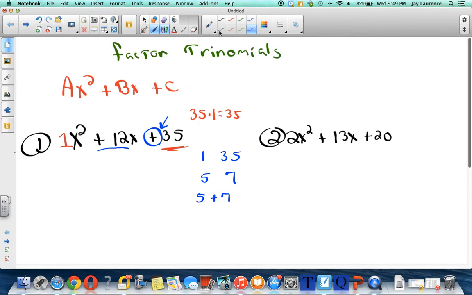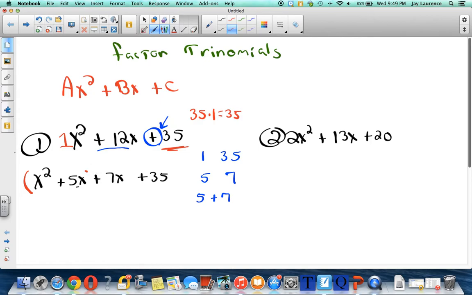Now watch this. I'm going to rewrite this trinomial. I'm going to put an x squared here. You know, I don't need to put the 1 there. I can if I want to. And instead of writing 12x, I'm going to write positive 5x plus 7x. Would you agree that this here is 12? It's almost like I'm unsimplifying. I'm uncombining like terms. Plus 35. Well, now I have a 4-term polynomial, and I can group.